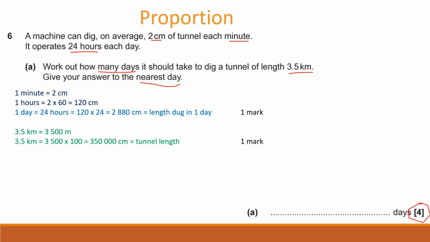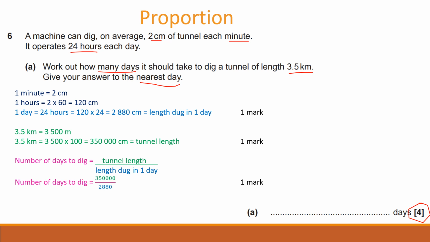Now I want to work out how many days it's going to take to dig this tunnel. So the number of days to dig the tunnel is going to be the total tunnel length divided by the length dug in 1 day, which is going to give me 350,000 divided by 2,880, which is my third method mark. Then if you type that in your calculator, because this is a calculator paper, it will give you 121.5 days.